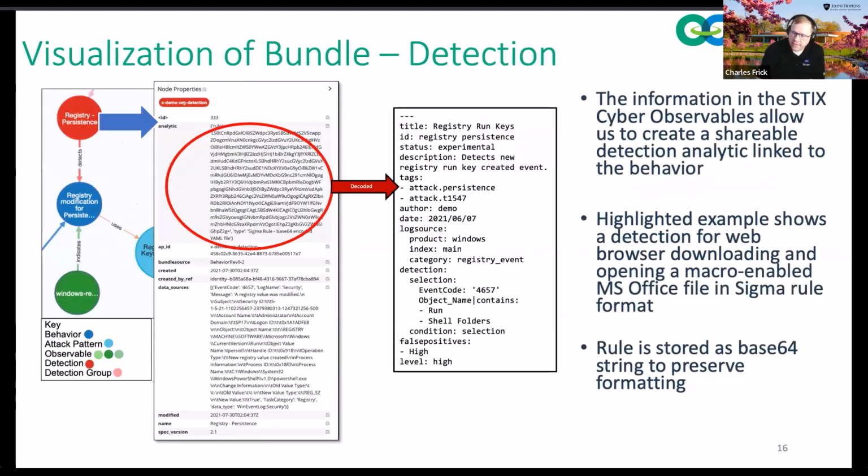So then in our detection object, the way that we stay somewhat analytic agnostic is essentially we share the analytics as base 64 encoded strings because we wanted to preserve formatting, whether you used Sigma YAML or a STIX shifter query that might go inside a Jupyter notebook. We wanted to make sure that whatever you want to use, it was preserved properly. And so we encode it in base 64, and we'll cite our data sources.